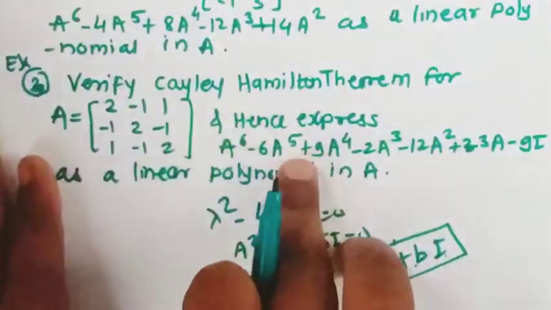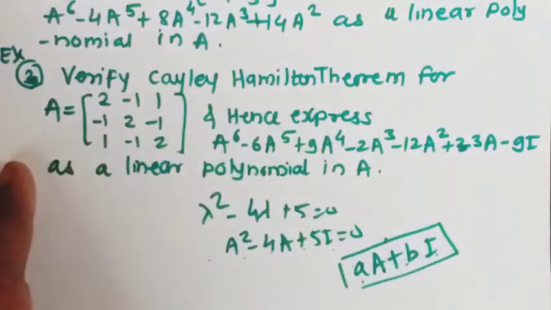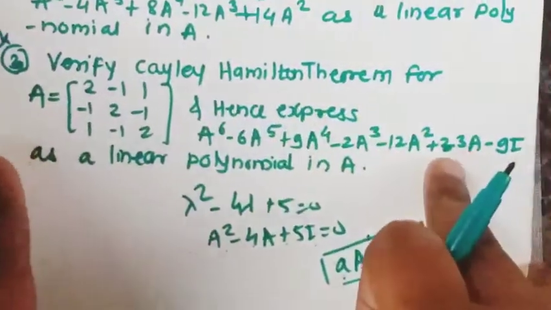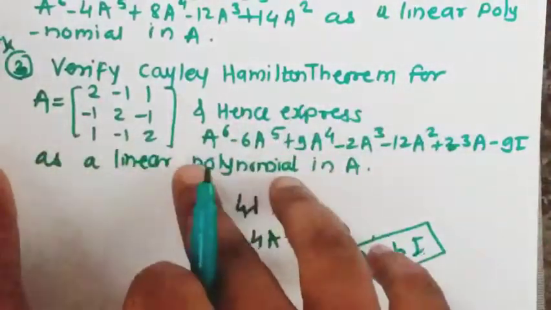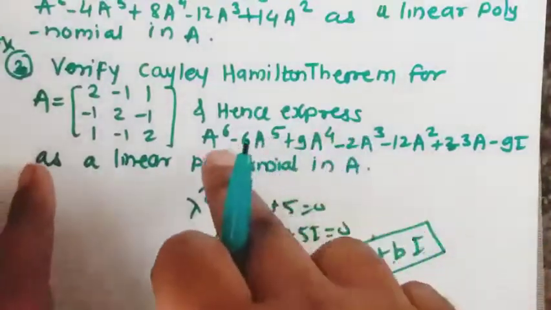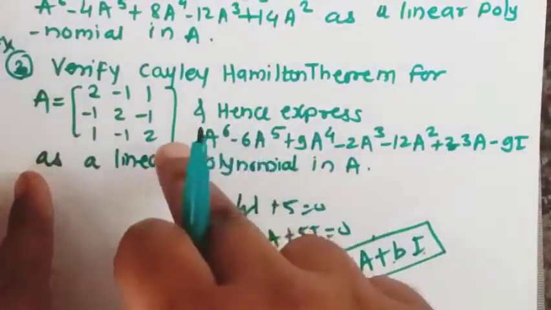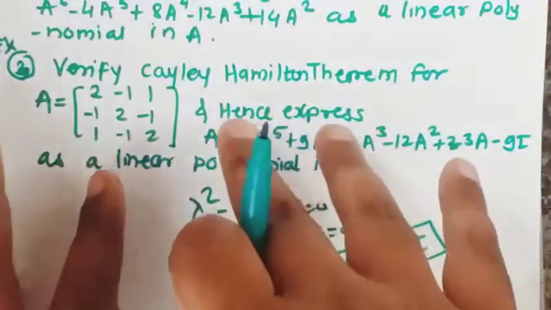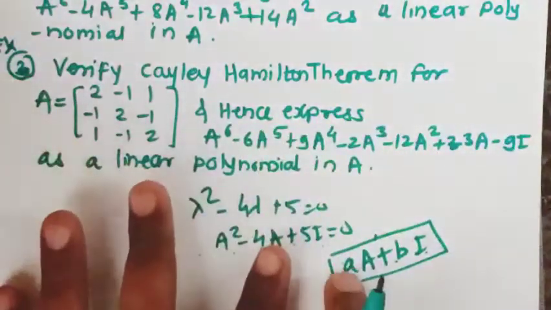In a similar way, the second example is there. Verify the Cayley-Hamilton theorem for this 3 by 3 matrix. First it is a verification example, and later on you need to divide this expression by that polynomial and again express this big expression as a linear polynomial in A. So again you need to do the division here also. Divide this expression by whatever polynomial you get here, and try to get the value of this expression in this form.